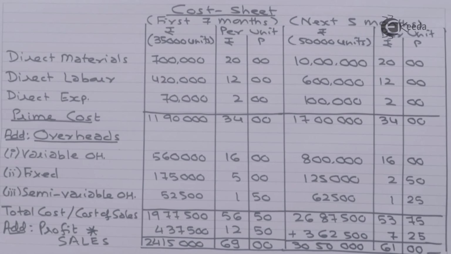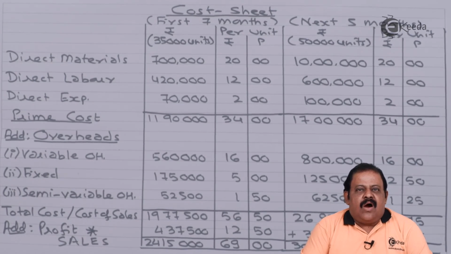So during the next 5 months, the selling price will be rupees 61 per unit to arrive at sales of 30,50,000. There will be a reduction in profit. It will be 7 rupees 25 paise per unit during the next 5 months. This is how we have learned how capacity-based semi-variables are allocated and the profit target is adjusted by the company.